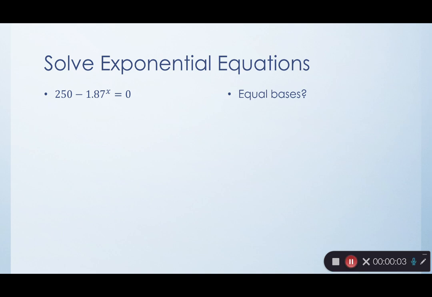All right, so for each of these that we do, we're going to go through the thought process. What's the easiest way potentially to solve, the next easiest way, and so on. So this one we would look at and we can say, can I solve this using equal bases? And we're going to say no, because I cannot see a way to easily write 250 as 1.87 to a power. Can we rewrite as a log? Yes, we can. We can say 250 is equal to 1.87^x.